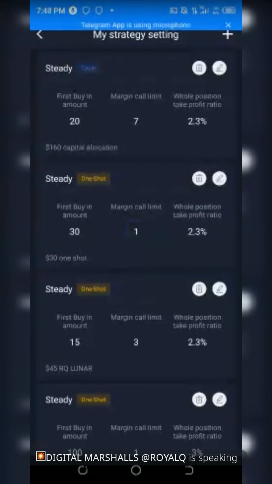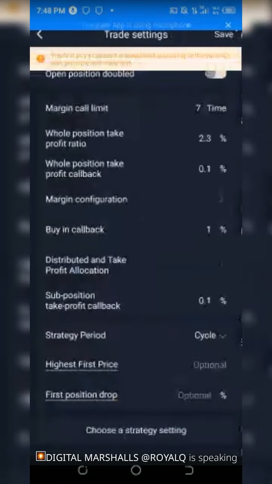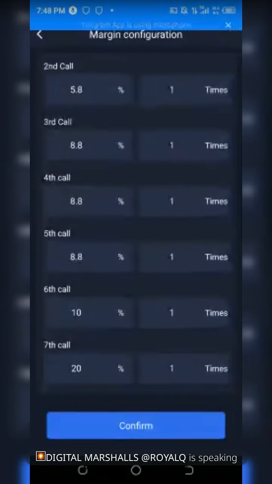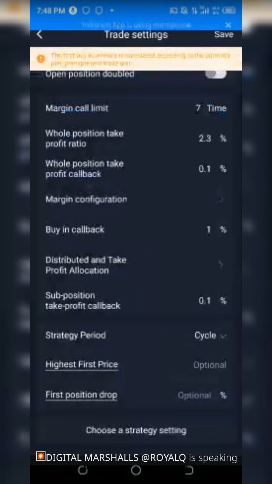It will be there forever. Any coin you want to trade, pertaining you have $160, you just tap on it and boom, that's it. Everything is set. You don't need to go and be setting. Everything is set. Just click on your save button.